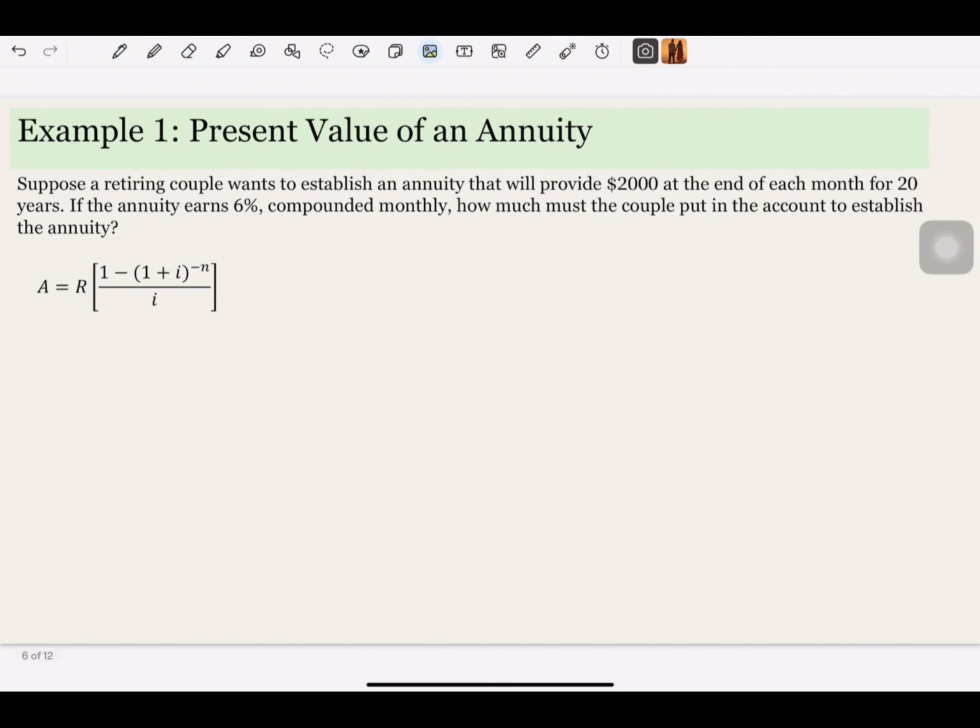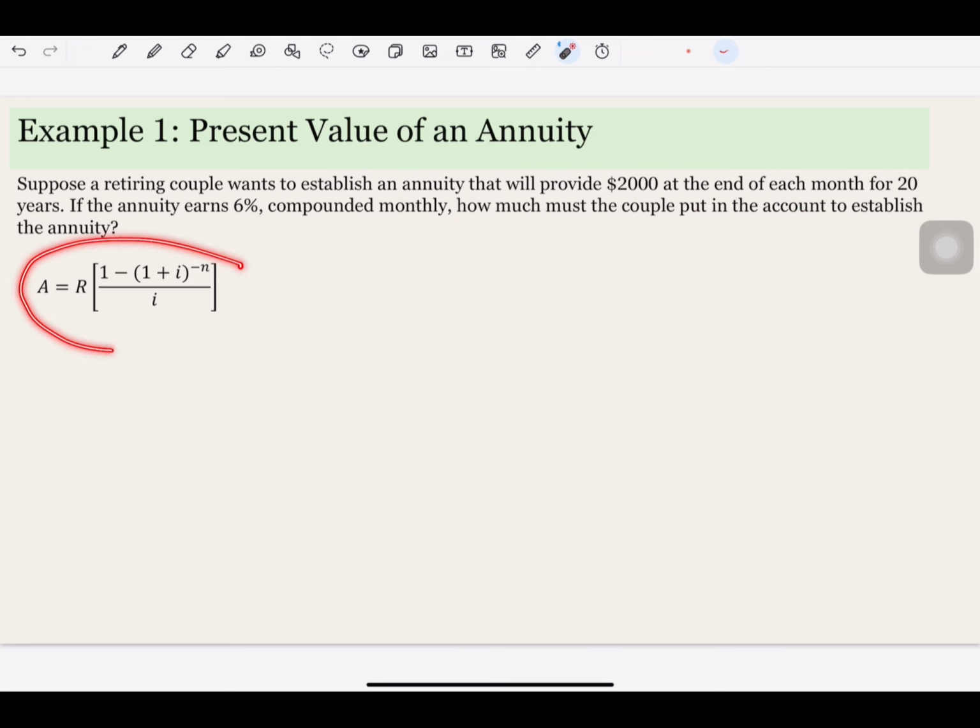Okay, let's read this problem together. Again, this example is about the present value of an annuity. Suppose a retiring couple wants to establish an annuity that will provide $2,000 at the end of each month for 20 years, if the annuity earns 6% compounded monthly. How much must the couple put into the account to establish this annuity?